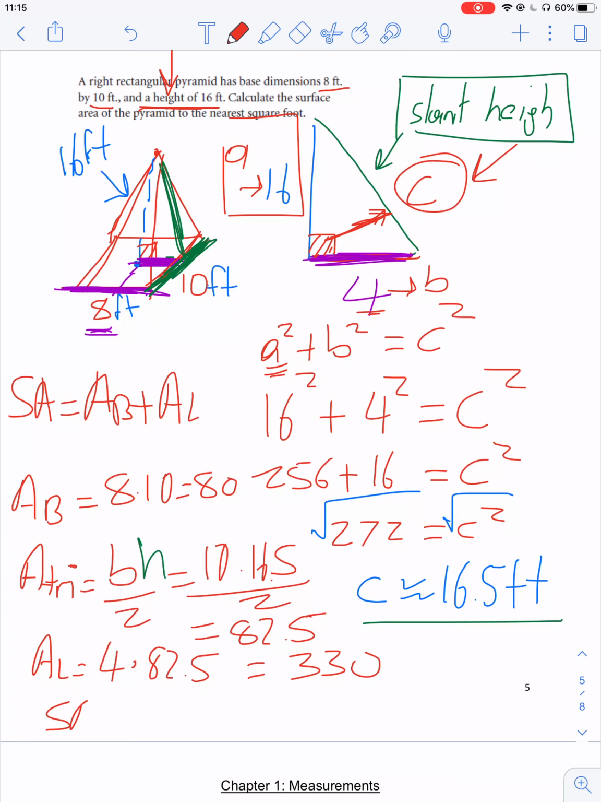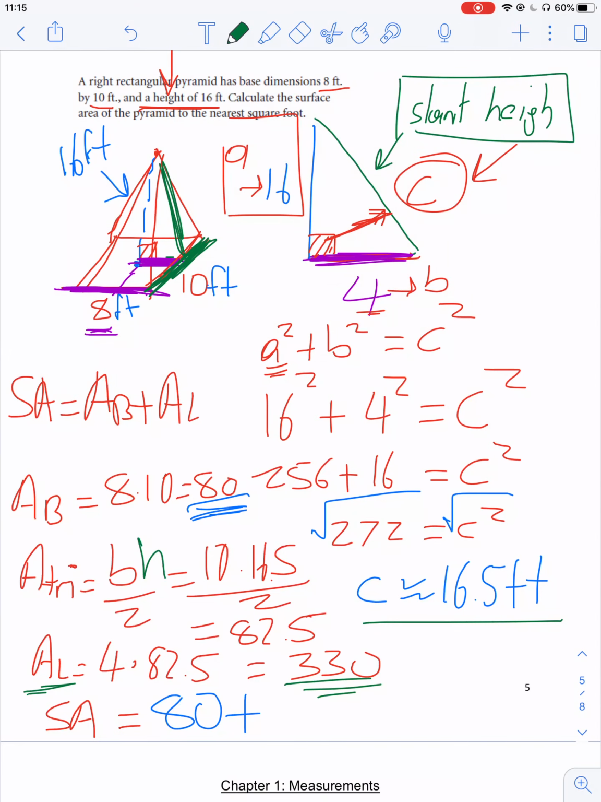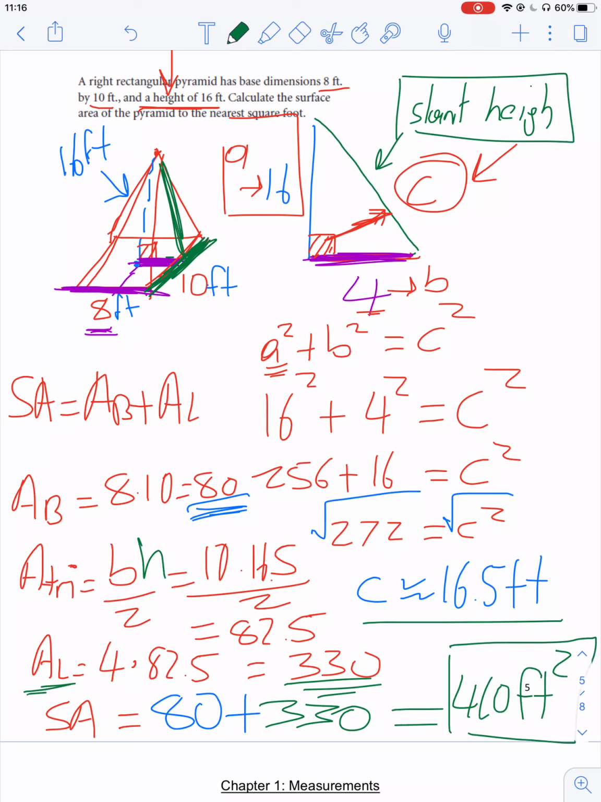And now my surface area is equal to the area of the base. So the area of the base, which I calculated was 80, plus my lateral area, which is 330. Then when you add them up, 330 plus 80 is 410, I believe, right? Yep, 410 feet squared, okay? Because again, the units for area have to be squared. And I want you to put your units for the final answer. So hopefully that made sense.